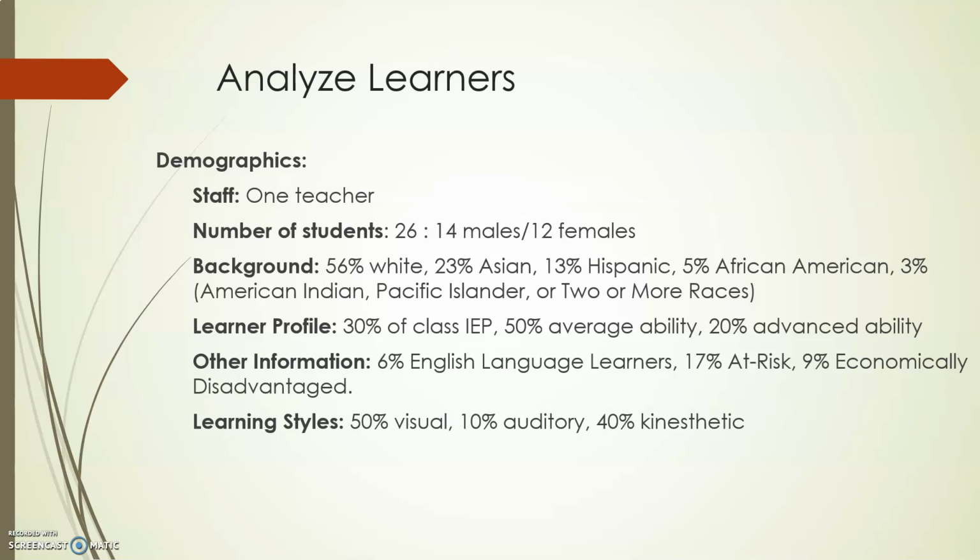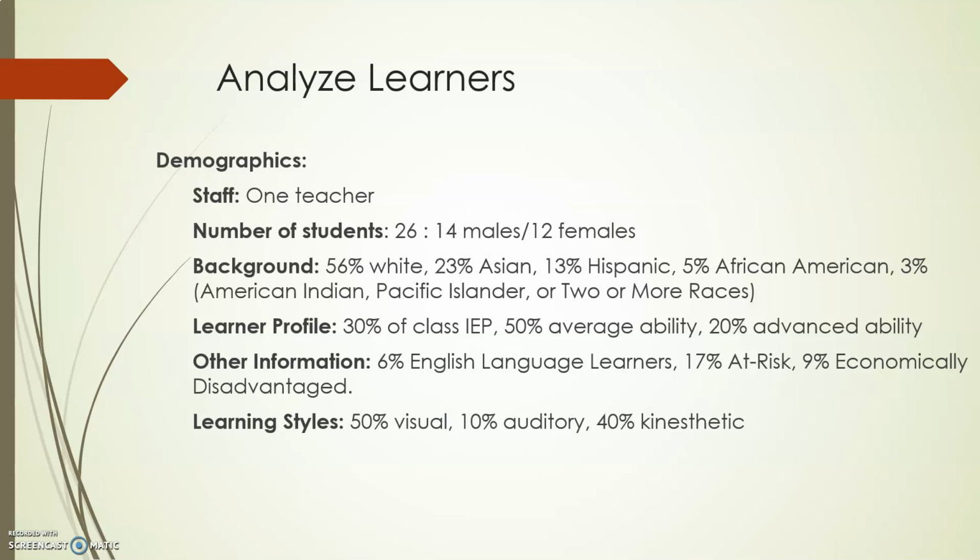Other information I like to consider is how many of the students are English language learners, at risk, or economically disadvantaged. There are other things I may need to differentiate in the lessons, whether it's simplified instructions for my ELLs, or maybe some extra encouragement for some of my at-risk students that may not necessarily be present and focused on the lesson that I'm giving.